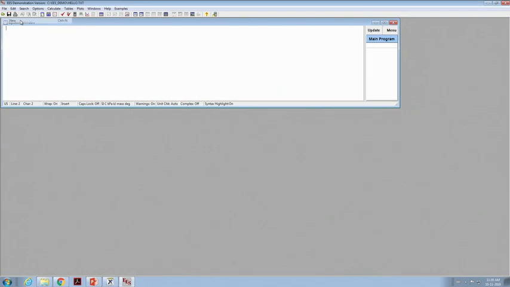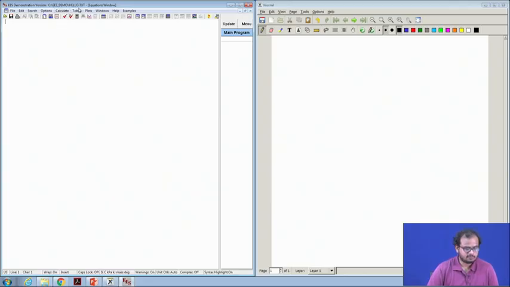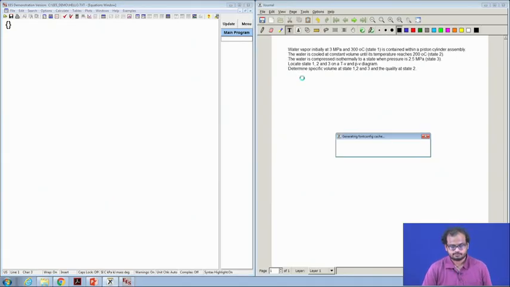Hello all and welcome to this lecture on concepts of thermodynamics. In today's lecture, we will solve a problem by the aid of a computer which you might have already solved by hand, that is by using a table. So I have launched TES and I will open a new file. Just the font size. Problem is as follows.